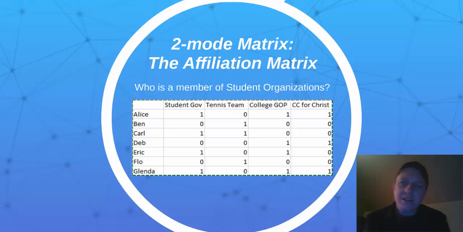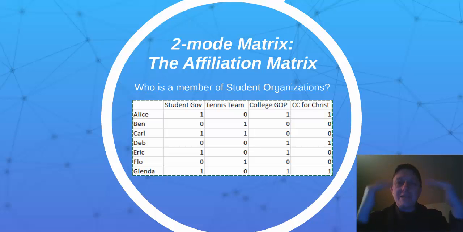There's a 0 for Alice and the tennis team. Alice hates tennis. She's never really been into it, and she wouldn't join that stinking team anyway, right? There is a 1 for Alice and the college GOP, and a 1 for Alice and Campus Crusade for Christ. So we know Alice is a member of the student government. She is a member of the college GOP. She is affiliated with the Campus Crusade for Christ, but not the tennis team.